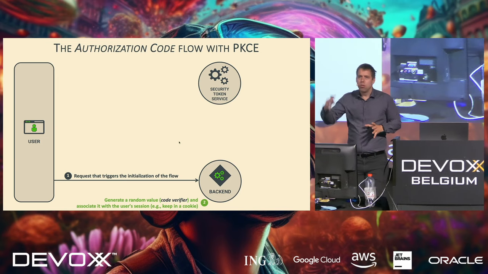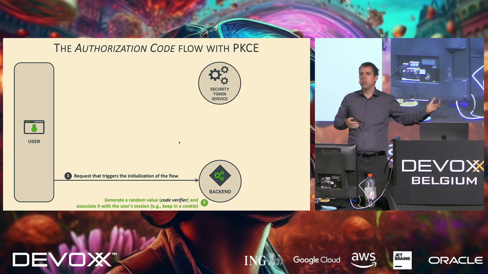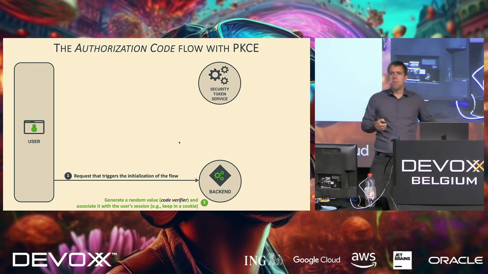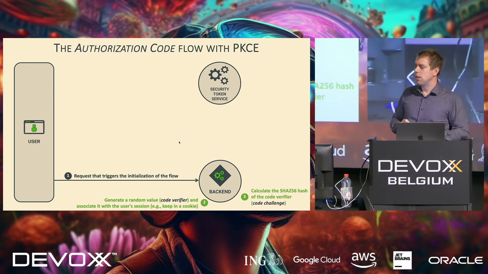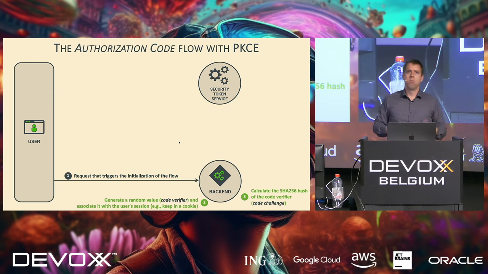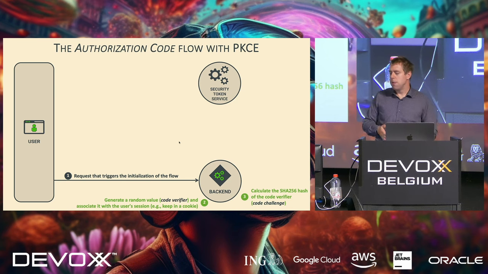And now we're going to prove to the STS that we actually know a secret without telling it what the secret is. And we do that by calculating the hash of that code verifier. And we call that a code challenge, because why make it simple when it's OAuth? We call that a code challenge, and we basically calculate the hash.